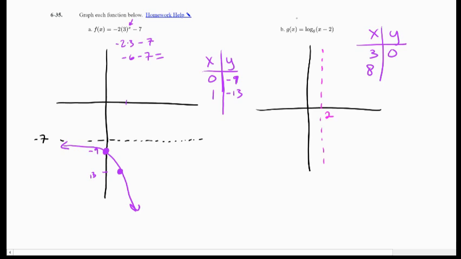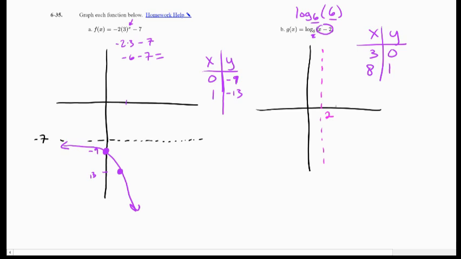Then for the next x value I'm going to choose 8, which I know seems random, but the reason I chose that is because when I plug in 8, 8 minus 2 is 6. Now the base of my log matches the inside of the log. So I chose an x value that made the inside match my base, because then I do log base 6 of 6, which I know is 1.